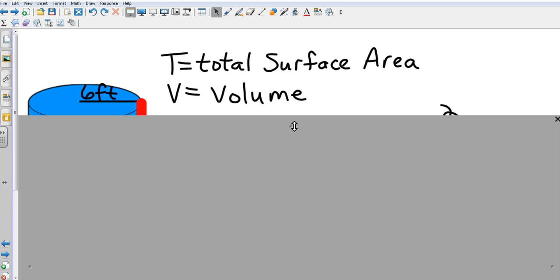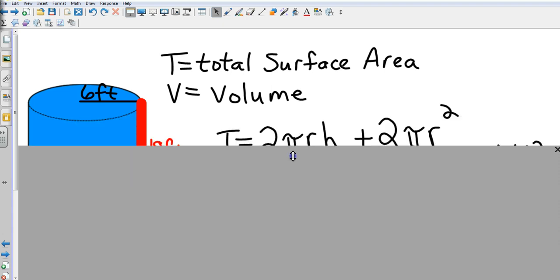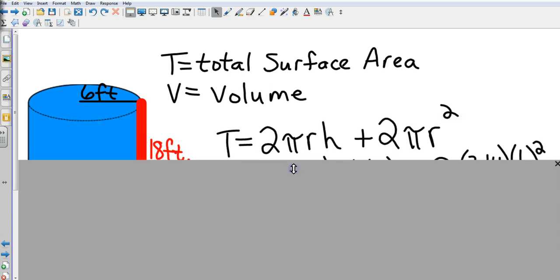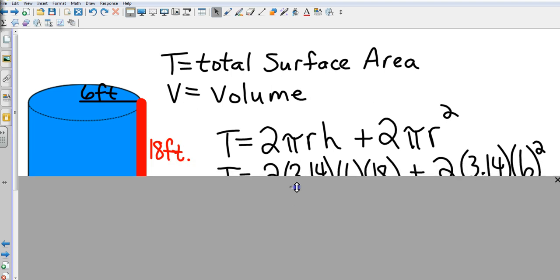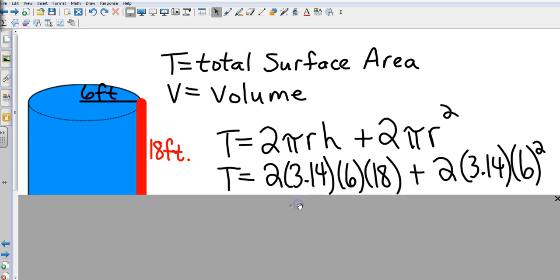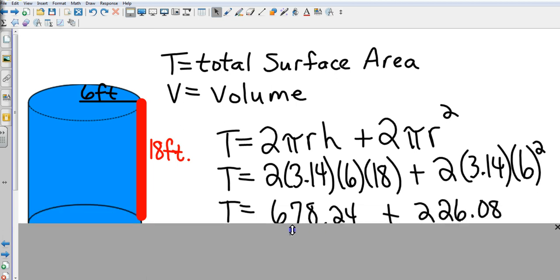And so my first one is going to be total surface area. And that equation is 2 pi r h, that's 2 times pi times the radius times the height, plus 2 pi r squared, 2 times pi times the radius squared. You'll see that the next step, I just substituted in my values, 2 times 3.14 times 6 times 18, and then 2 times 3.14 and 6 squared, which eventually will end up being 36.